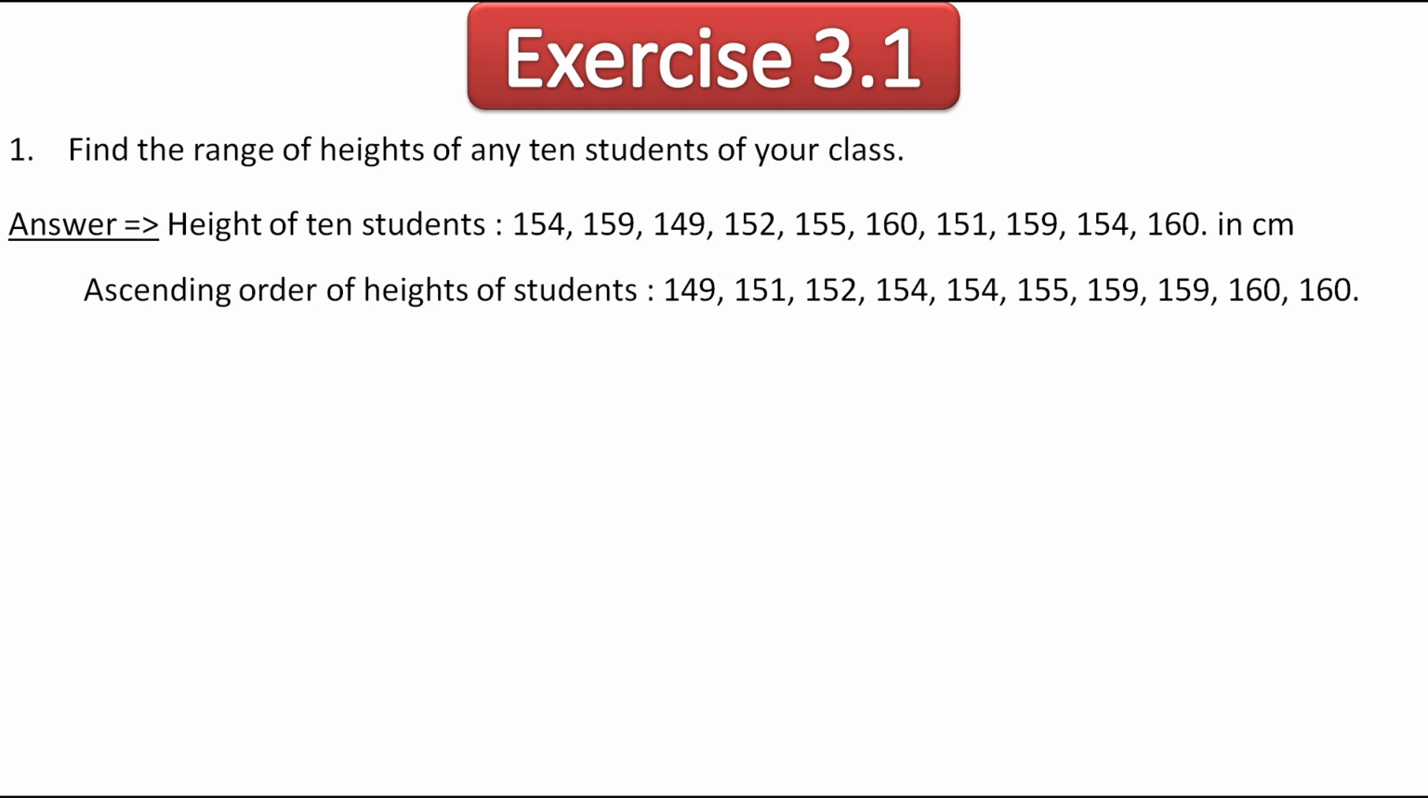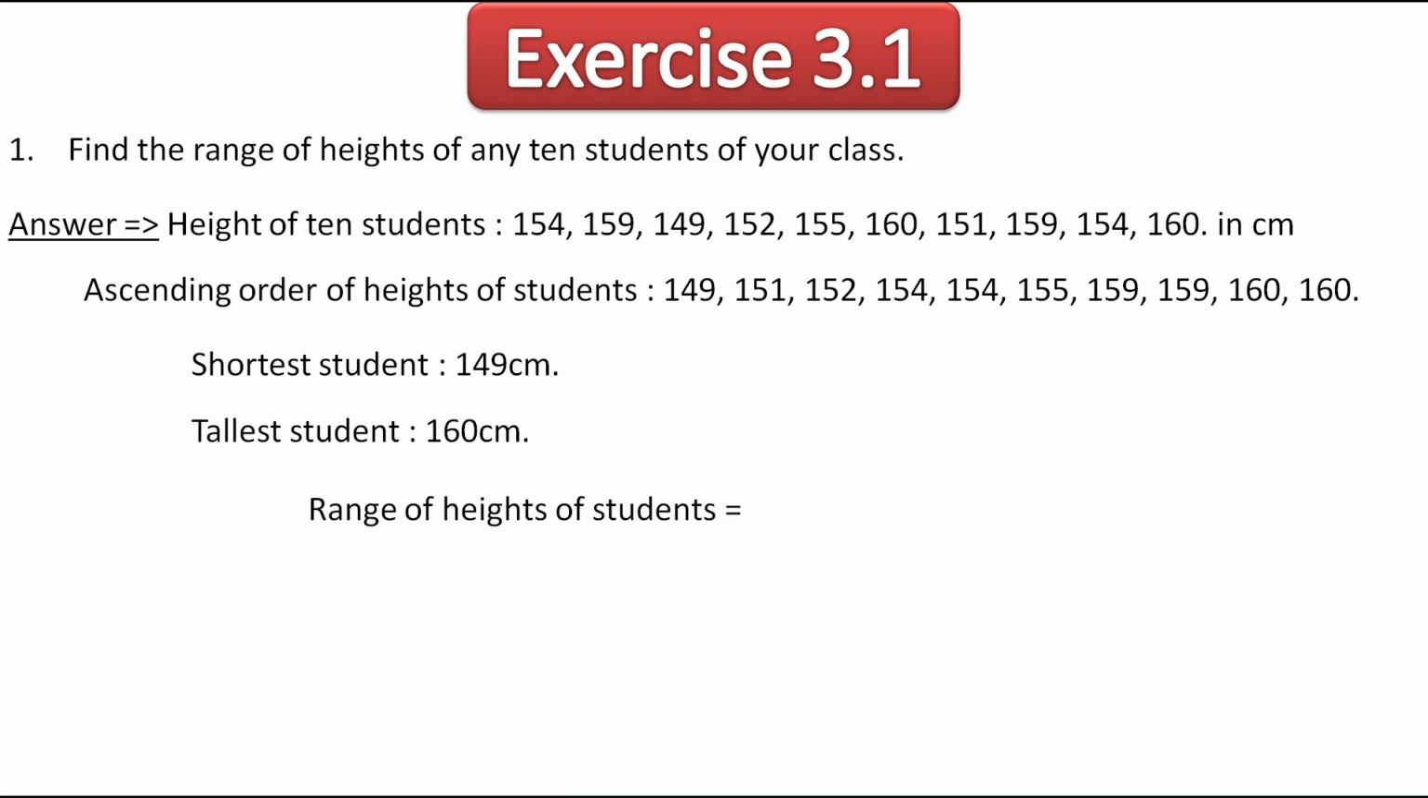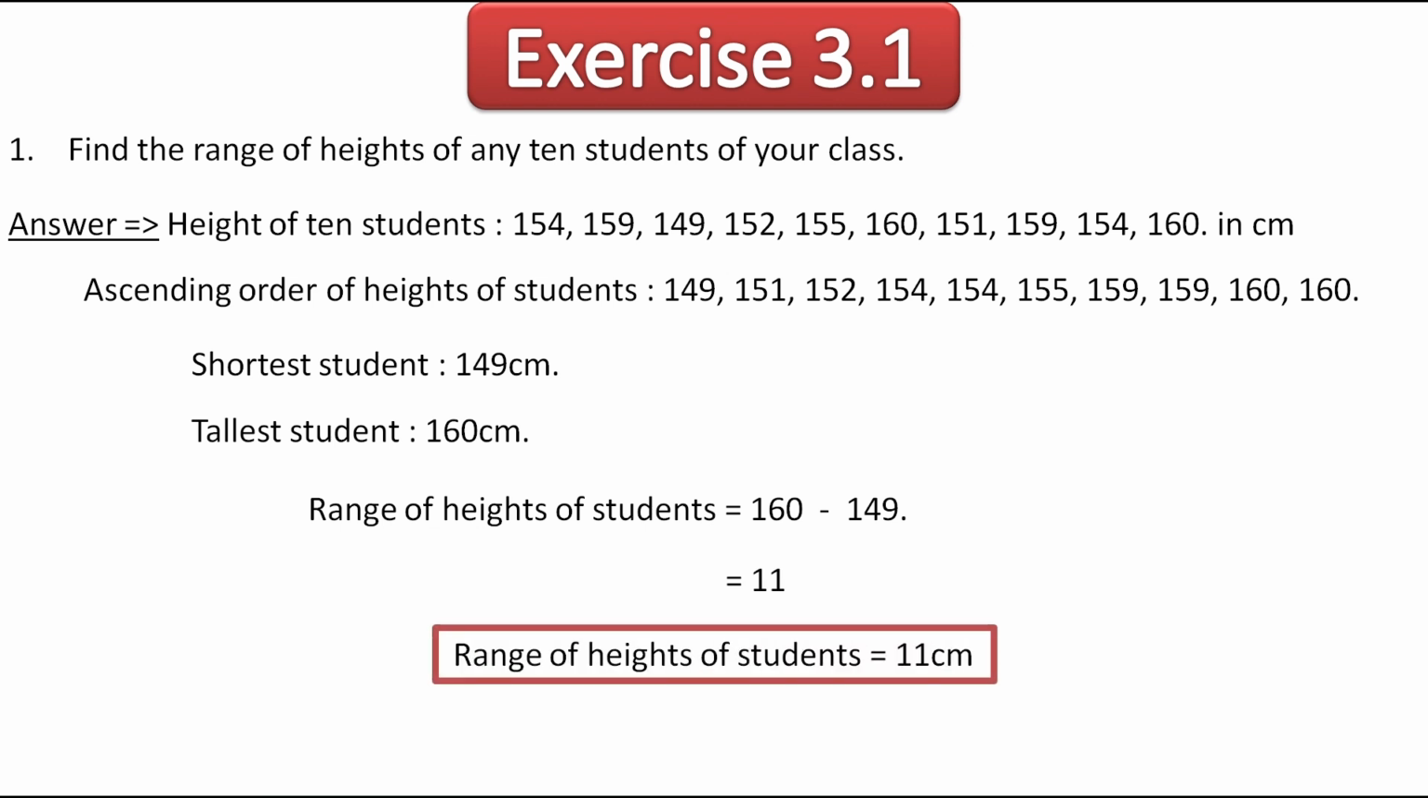So the shortest student is 149 centimeter, and the tallest student is 160 centimeter. Now while finding the range, we have to subtract these two numbers, the tallest one and the shortest one. So the range of heights of students can be found out by subtracting 149 from 160. Then I got the answer as 11. Therefore, the range of heights of students is 11 centimeter.